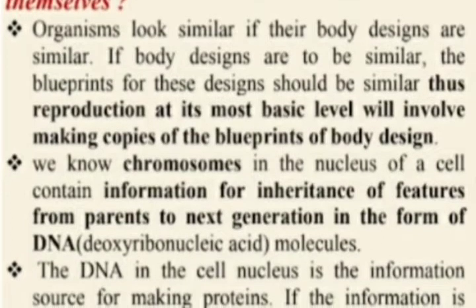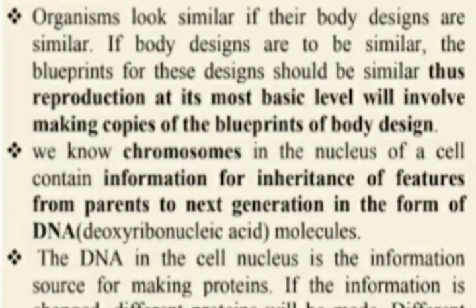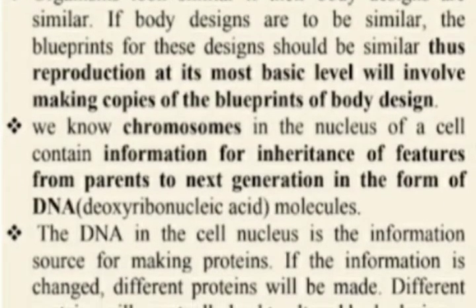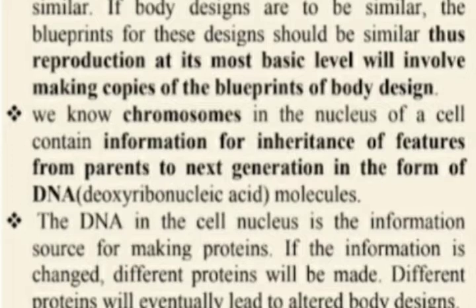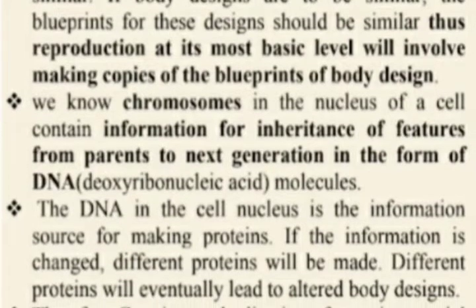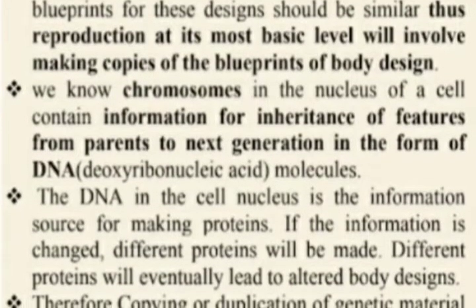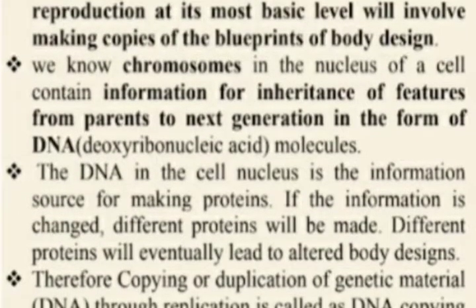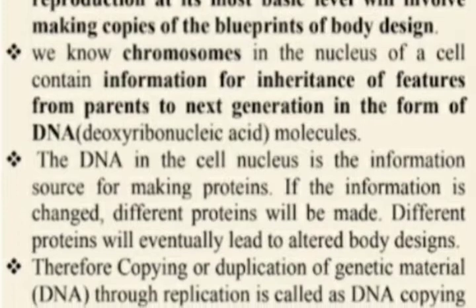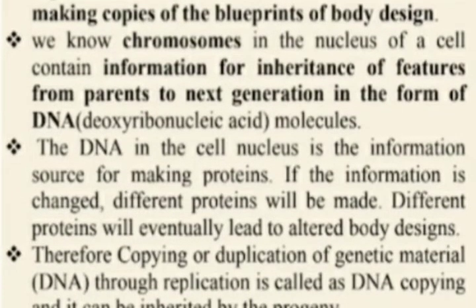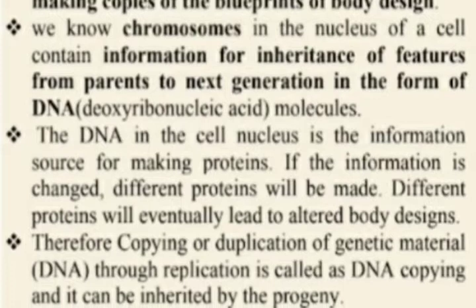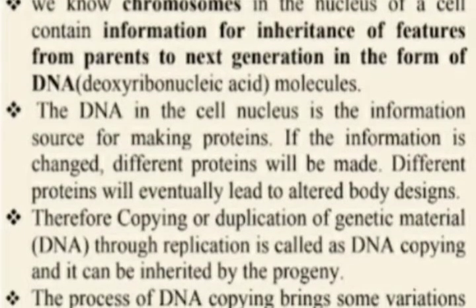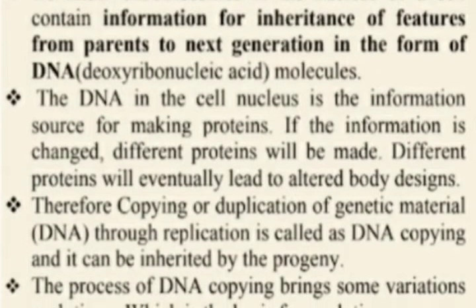We know chromosomes in the nucleus of a cell contain information for inheritance of features from parents to the next generation in the form of DNA, deoxyribonucleic acid molecules. The DNA in the cell nucleus is the information source for making protein. If the information is changed, different proteins will be made.